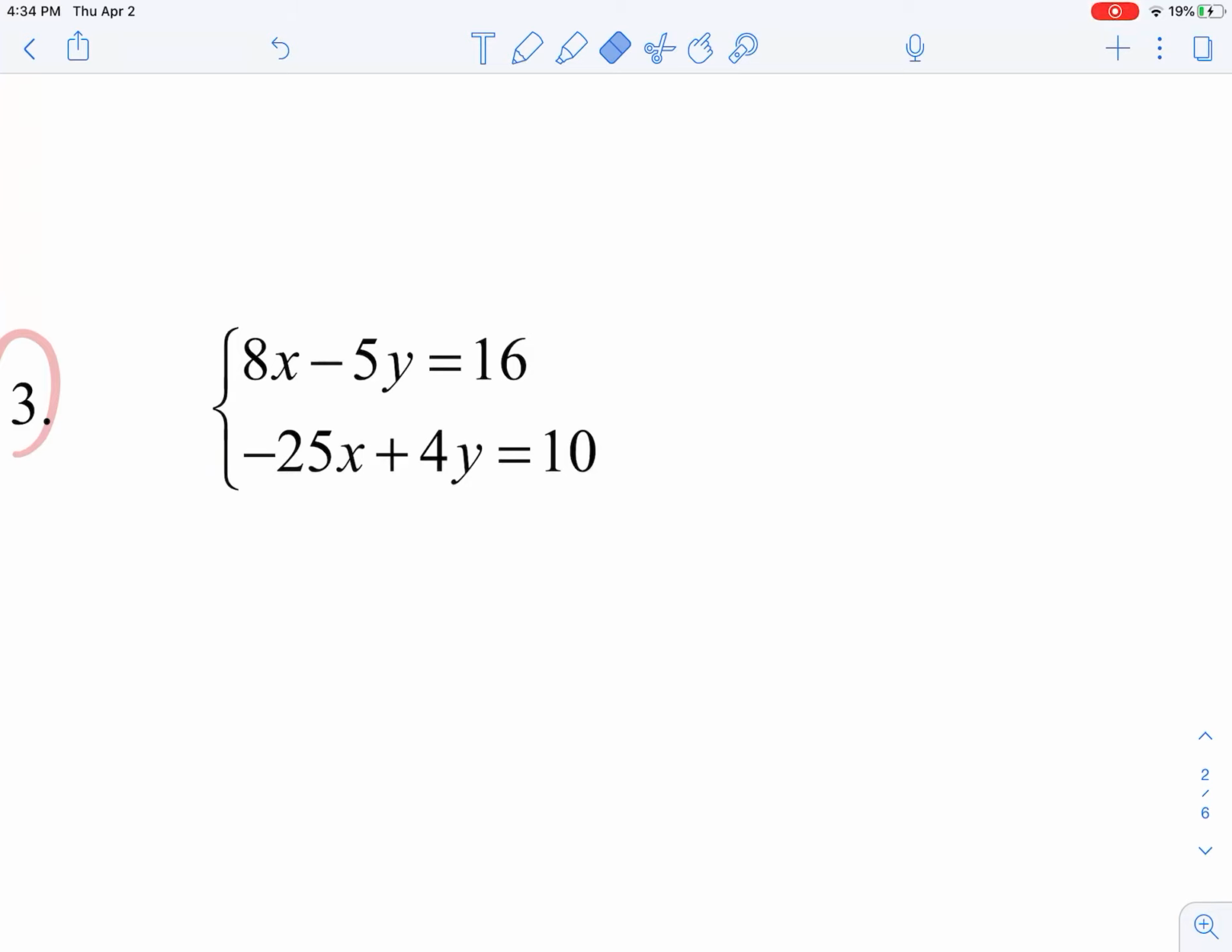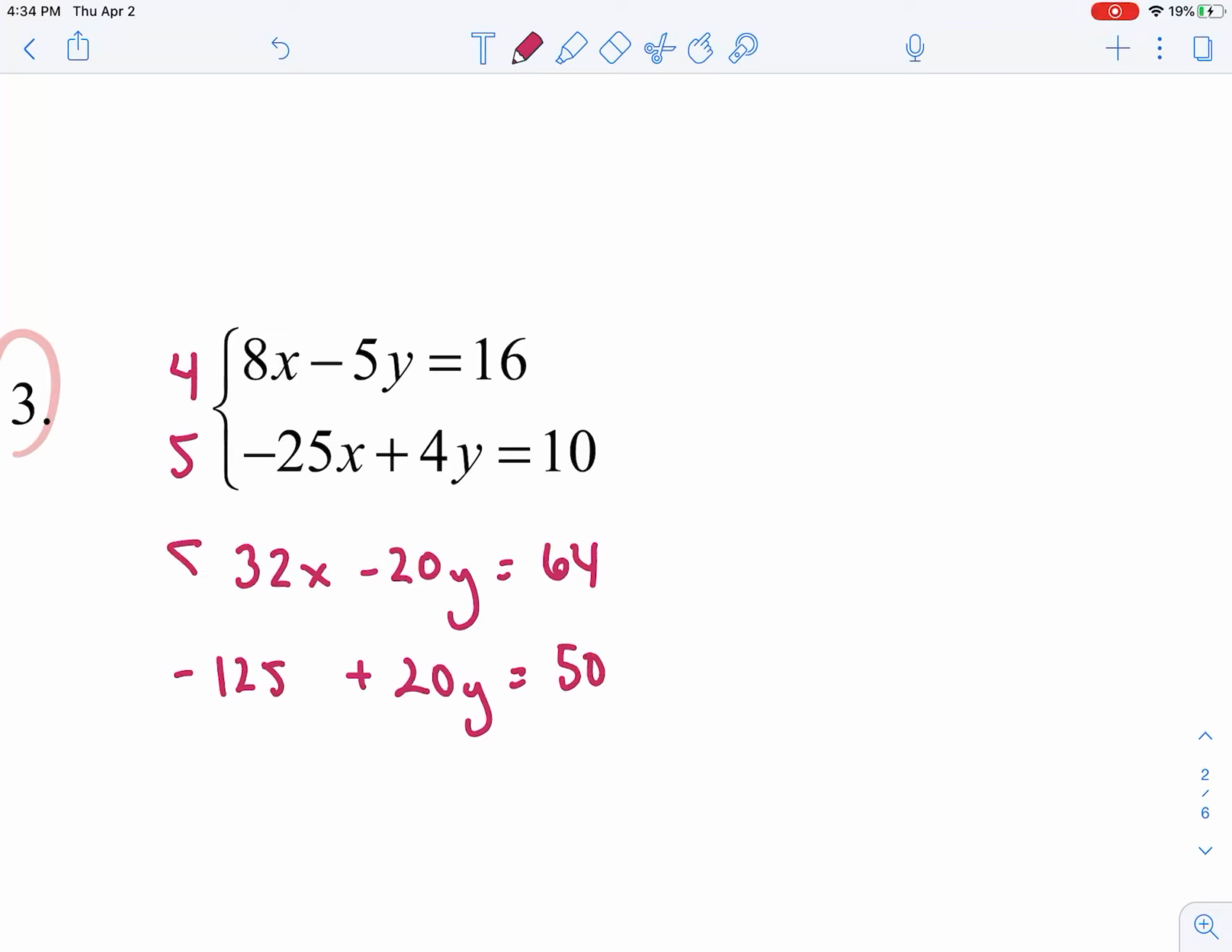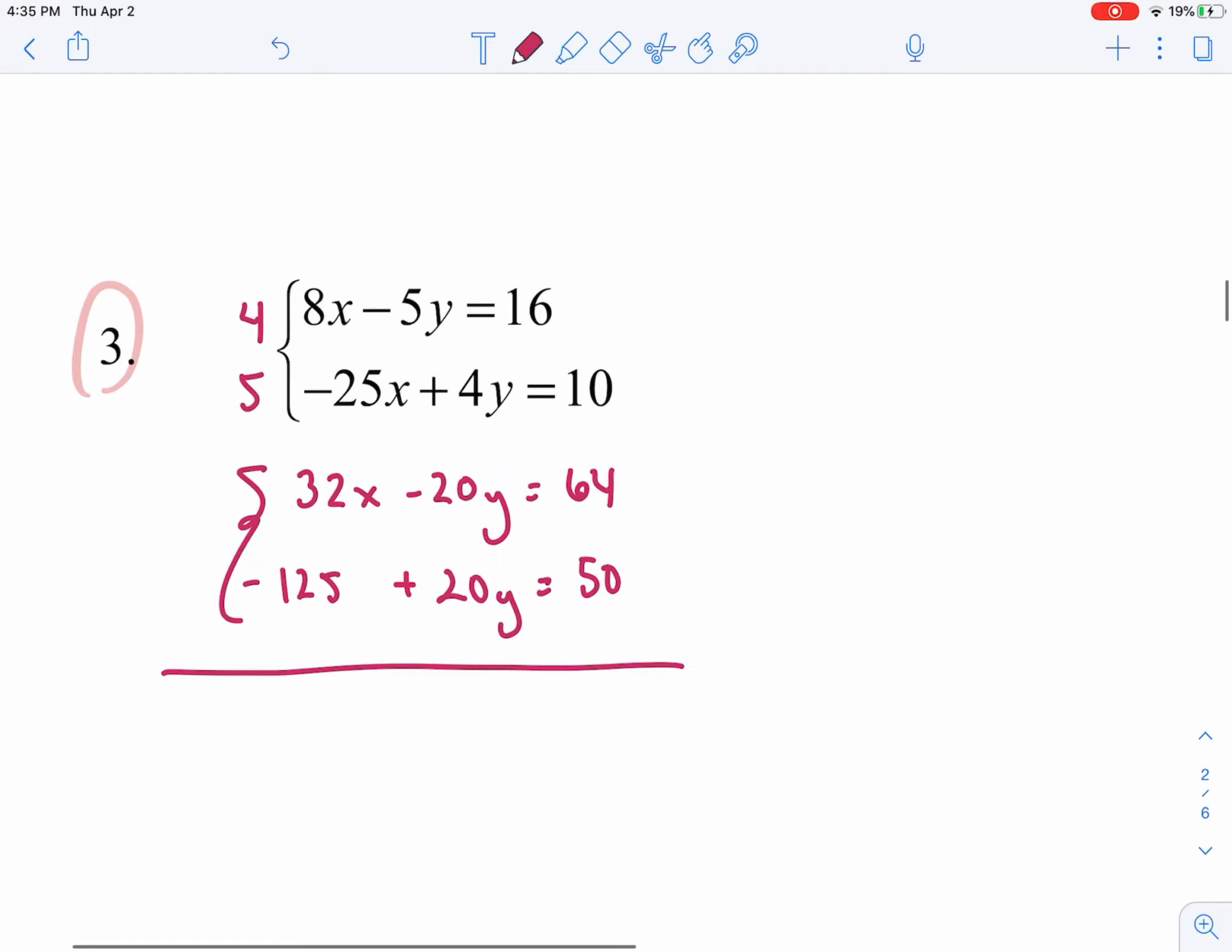If I'd rather, I could multiply the top by 25 and the bottom by 8, and I would get the x's to cancel out. It's totally up to you. I like to try and keep it at a little bit smaller numbers. Okay, I just rewrote those two equations. Those two equations are the same thing as the two above. And now I'm going to add them together. And when I do, the y's are going to cancel out.